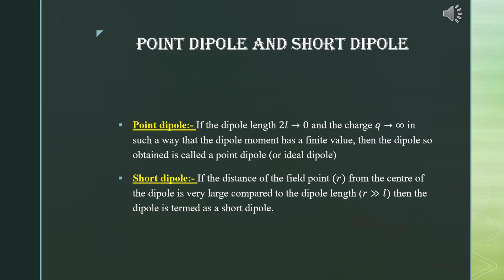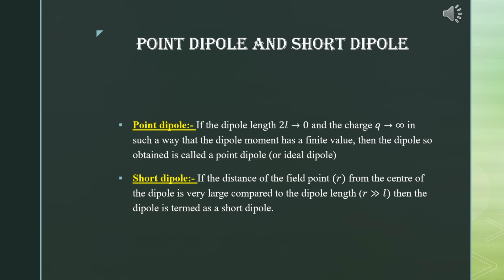Okay. Next, the second one is more used generally. This is called short dipole. So in general, whenever we are measuring the electric field due to a dipole, we take the origin or the reference point as the center of the dipole. Center of the dipole means the midpoint of minus q and plus q, the line joining minus q and plus q.